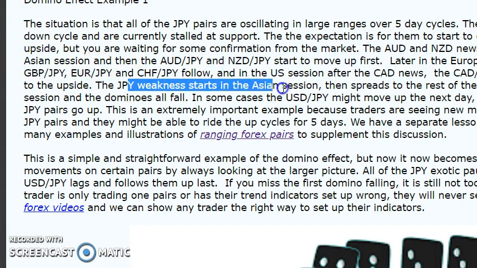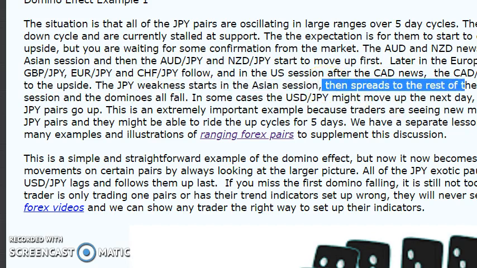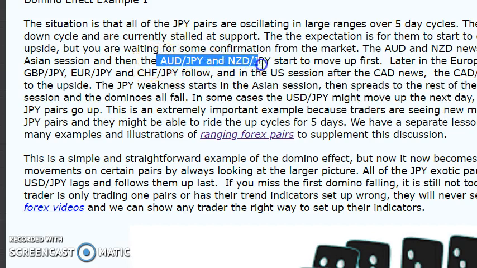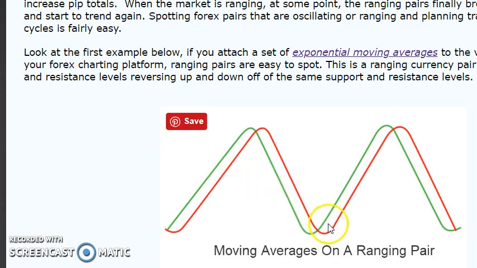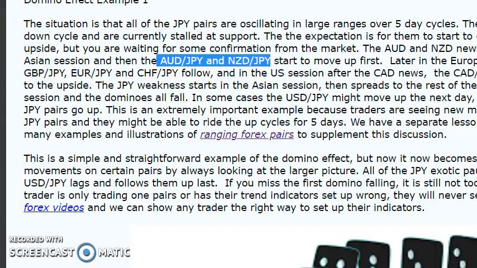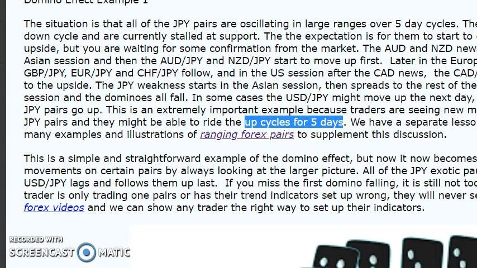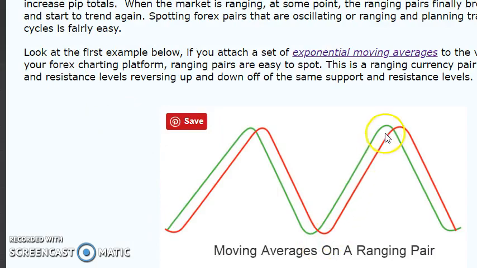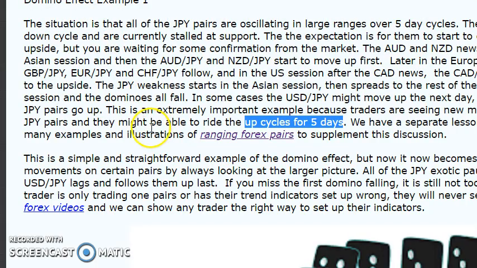Well, the Japanese yen weakness starts in the Asian session, and then it spreads to the rest of the JPY pairs. You can see this, it's obvious on the charts, and so the domino effect, the first dominoes to fall are these in the Asian session. The reversals start on the yen pairs, and then it just continues. And if you can see this happening, you can get in at the beginning of the movement cycle confidently and maybe ride these up cycles for 5 days, because these pairs are cycling in like a 5-day range. We're working with the higher time frames here.